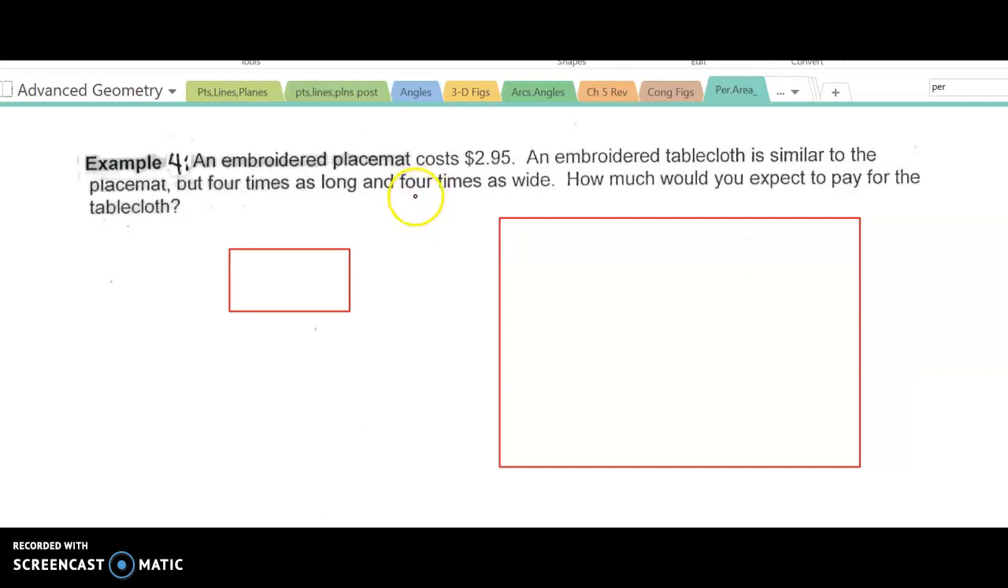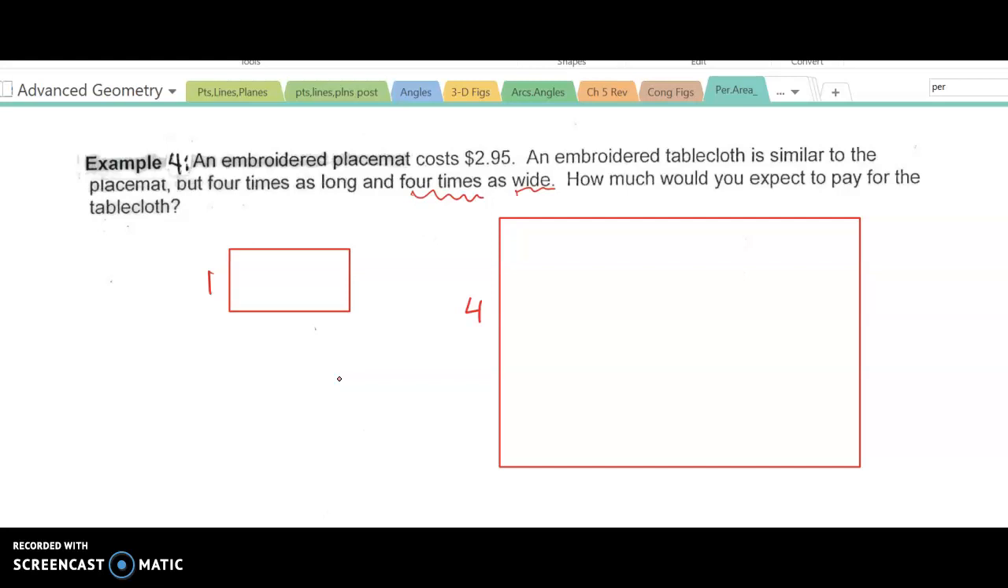And if it's 4 times as long and as wide, that means it doesn't matter if this is 2 to 8 or if it's 4 to 16. It doesn't matter what the numbers are there. What matters is that we know this is a 1 to 4 ratio. Whatever those numbers are, they're going to reduce to 1 to 4.